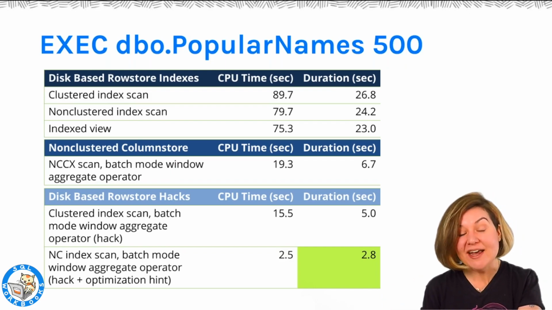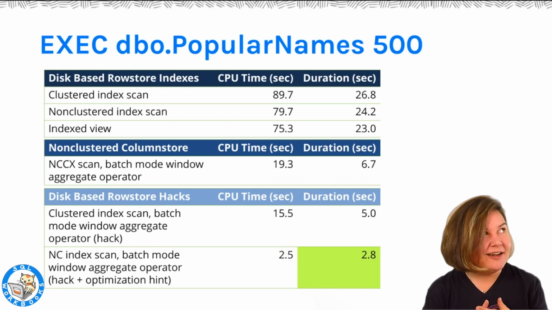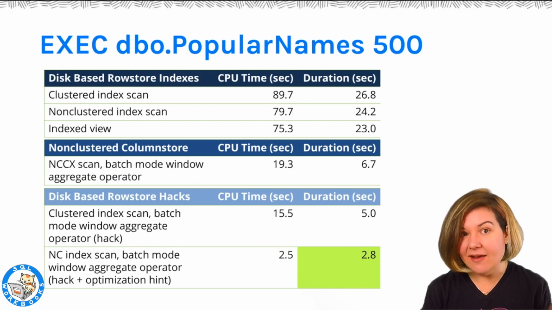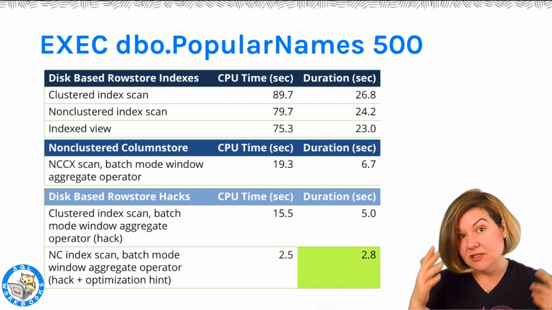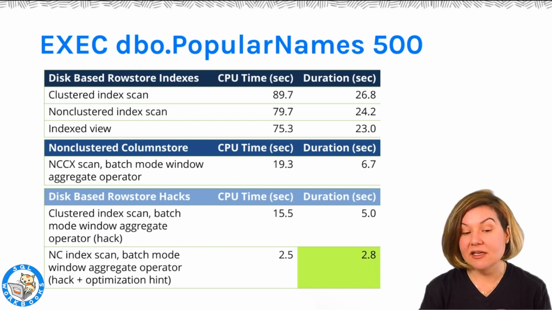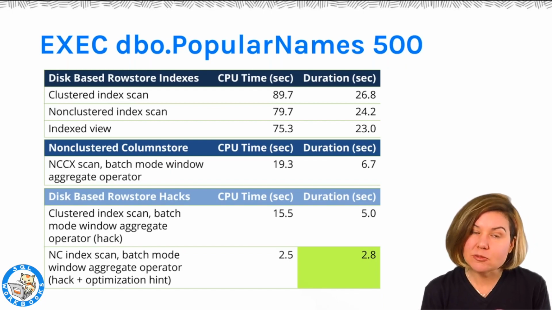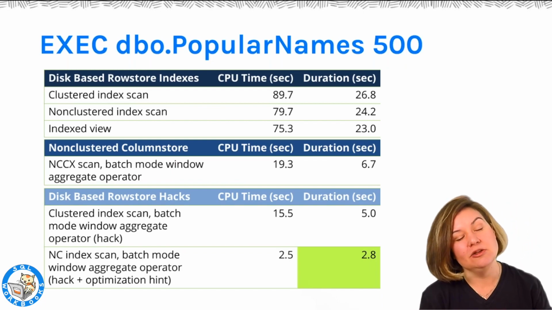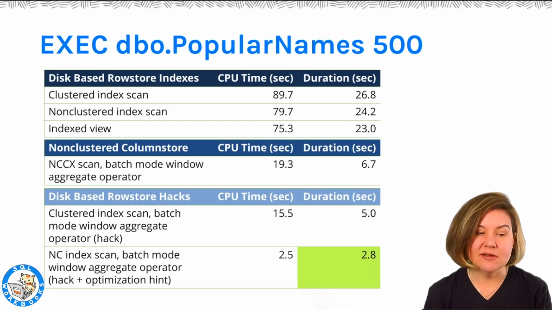So to get this fastest time of 2.8 seconds, I had to create a hacked index, the behavior of which might not be stable, right? Because this is not a documented use of this by Microsoft. And then I had to add a hint as well. But if that's okay to do in my environment, I may be able to get the best performance because the data is pre-sorted in the row store index just for this windowing function. And then I'm using the fast operator.